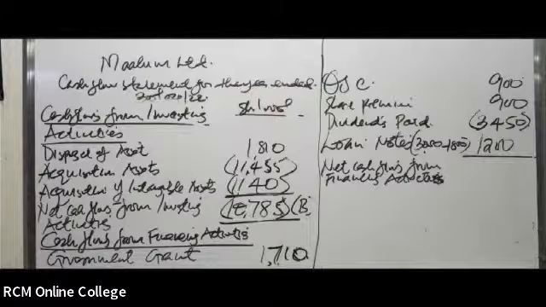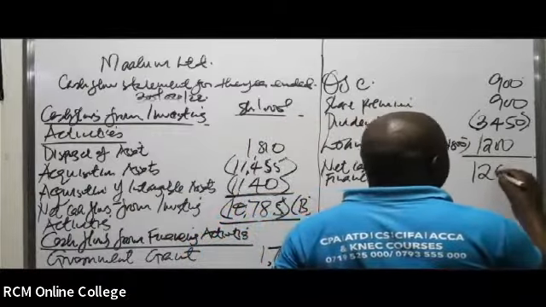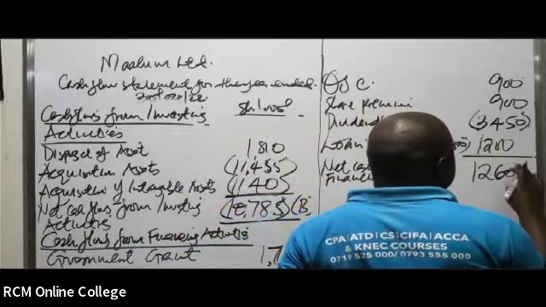Plus 1,200. So that gain on property, don't recognize it. You've already recognized it in the PPE account. Don't put it here. We've already recognized it in the PPE account. So that gain, don't recognize it here. So it is coming to 1260, so that it is positive.